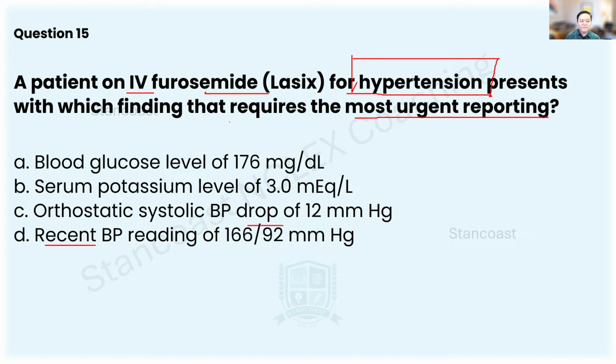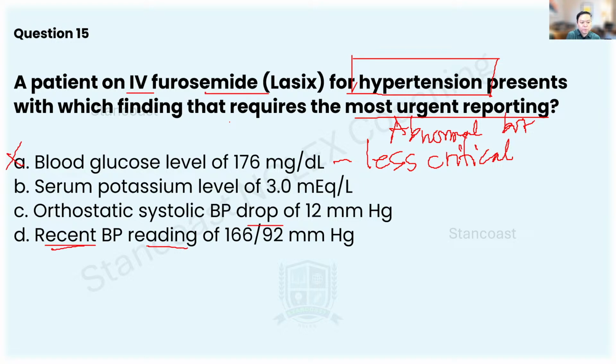If you had answered letter A, blood glucose of 176 milligrams per deciliter, we know that this is elevated, right? It is a concern, but it is less immediate or less critical than the other manifestation. Abnormal, but less critical. We are eliminating that one.